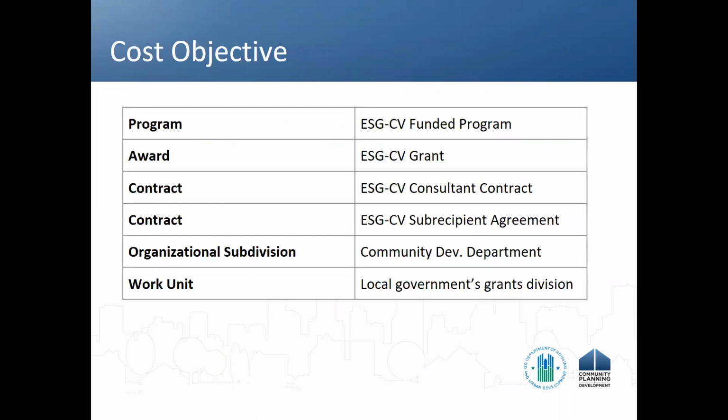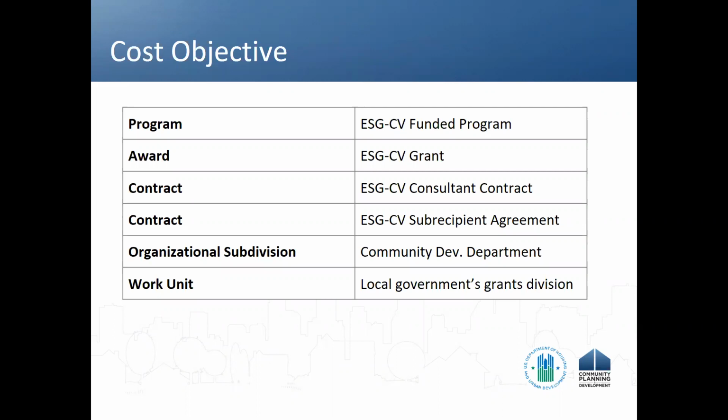So what we've done here is we've taken some of those key terms and we're going to break it down into some real application here. With respect to the ESG-CV award, if a cost benefits a particular ESG-CV funded public service program, then the cost objective in that instance is in fact that public service program.